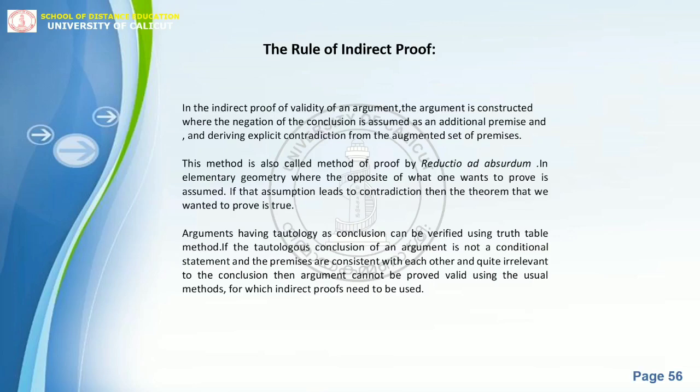Arguments having a tautology as conclusion can be verified using the truth table method. If the tautologous conclusion of an argument is not a conditional statement and the premises are consistent with each other and quite irrelevant to the conclusion, then the argument cannot be proved valid using the usual methods, for which indirect proofs need to be used. So here it is being mentioned why, in certain situations, we require indirect proofs.